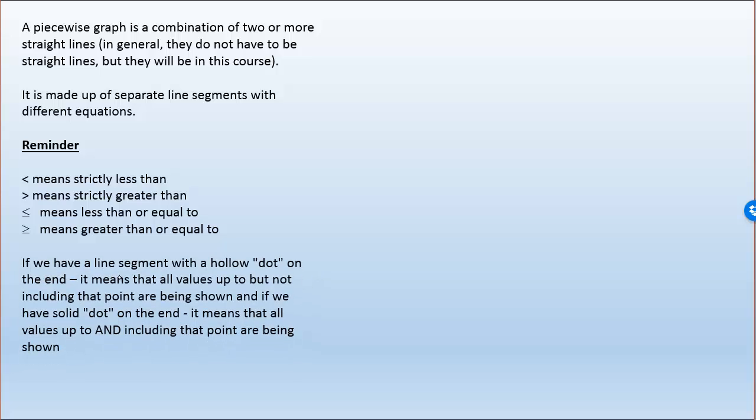If we have a line segment with a hollow dot on the end, it means that all the values up to but not including that point are being shown. And if we have a solid dot on the end, it means that all values up to and including that point are being shown. So on a diagram, a hollow dot means a strictly less than or strictly greater than, and a filled in dot means a less than or equal to, or a greater than or equal to.